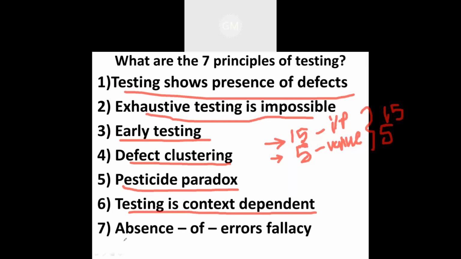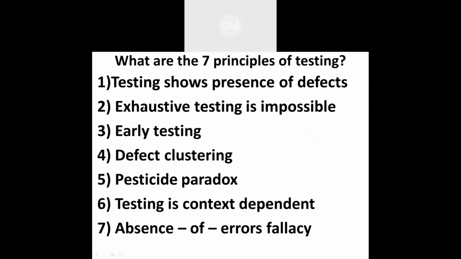Now the seventh principle is absence of error fallacy. If your system is built and it is not going to fulfill the user's needs and expectations, then finding and fixing defects does not help. It means that if we are not able to find the errors, or the error is present in the system, it is very difficult to fix that error in the defect phase. So these are the seven principles which we can use for software testing.